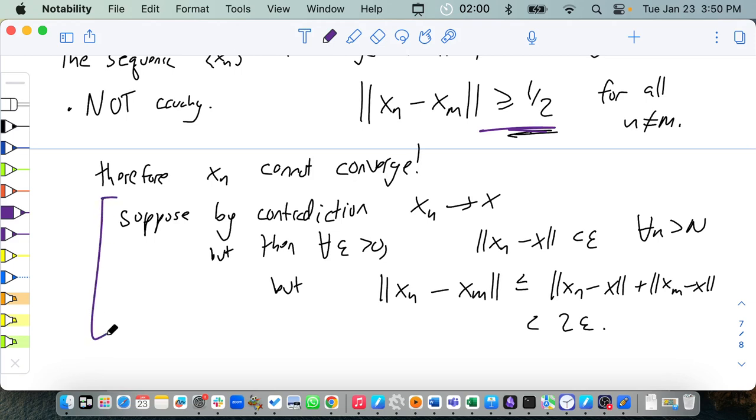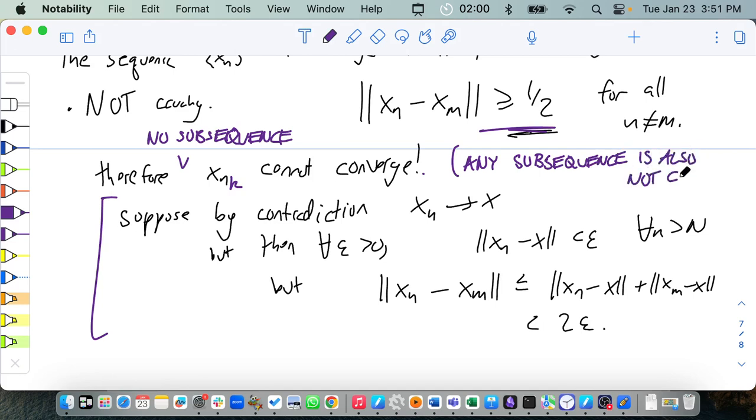Okay. And I will say one more thing, and actually this matters. Everything I've said, I did it for the sequence xn. I should have done it for a subsequence. We're trying to prove that no subsequence of xn can converge. So not only can xn not converge, therefore no subsequence xnk can converge. Why can no subsequence converge? Well, if the xn's are all at least 1/2 apart, any subsequence of xn will also be distance 1/2 apart. So any subsequence is also not Cauchy.